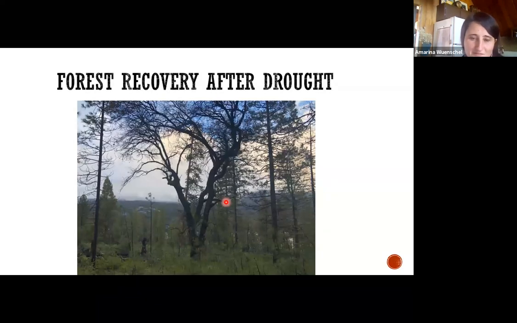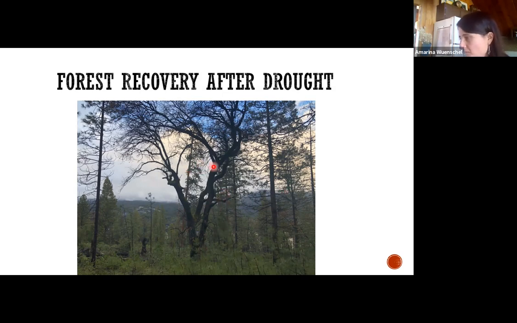So I'm going to go into the next chapter of the talk here. I'm going to talk about forest recovery after drought. I felt like this picture was appropriate for those of you that know these systems. We have a lot of oaks surviving. Like I said, we didn't document any that died in our study. And then we have these seedlings coming back, a couple dead trees in the background here.